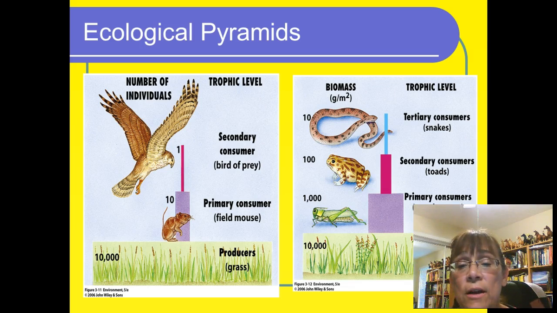So of the 10,000 grams in the grass, there's only 1,000 grams sequestered in the bug, 100 grams sequestered in the frog, 10 grams sequestered in the snake. This is why a food chain cannot be very long, because at every avenue you're losing 90% of the energy every time. So eventually when you get up to those top consumers, energy is very, very limited for their use.